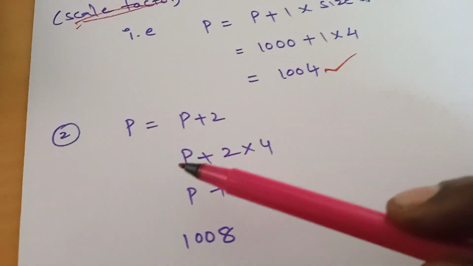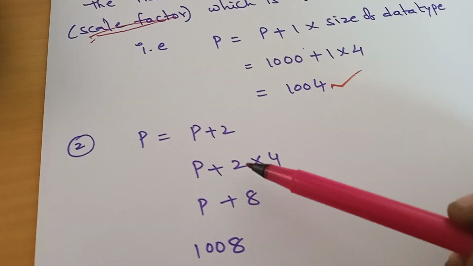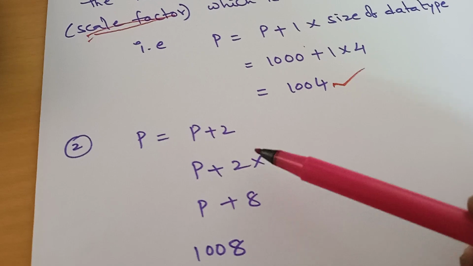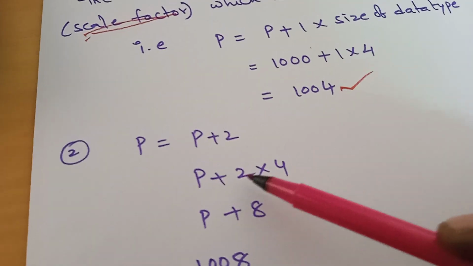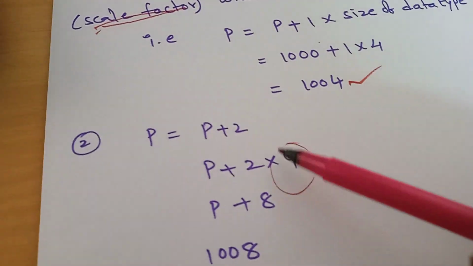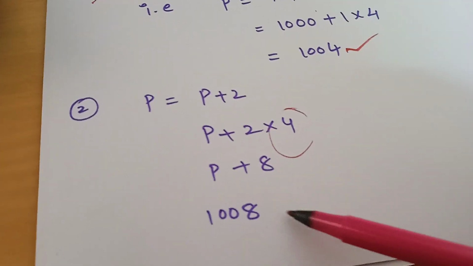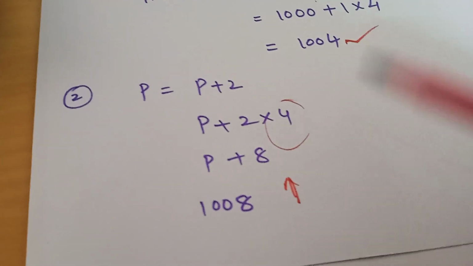What does it mean? p is the base address, and 2 is what? 2 means you wanted to increase that by 2 into 4, where 4 is the scale factor, so p plus 8 is 1008. So you will be pointing to 1008.